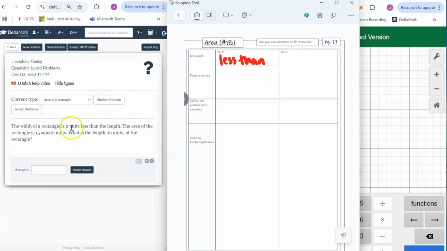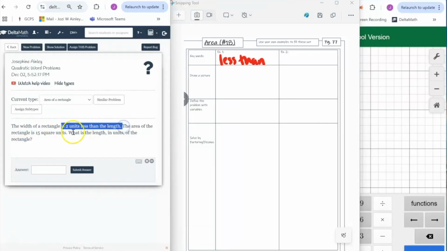So listen to this. The width of a rectangle, so W, is 2 units less than the length. So it's telling you, you're going to start with length and then subtract 2, because it's 2 units less than the length. Okay. So 2 units less than the length. So let's draw this picture.